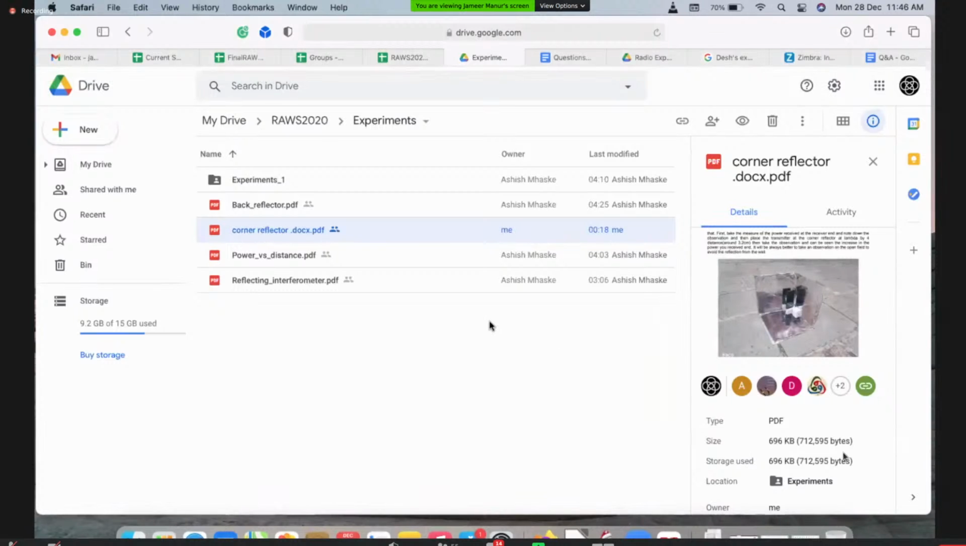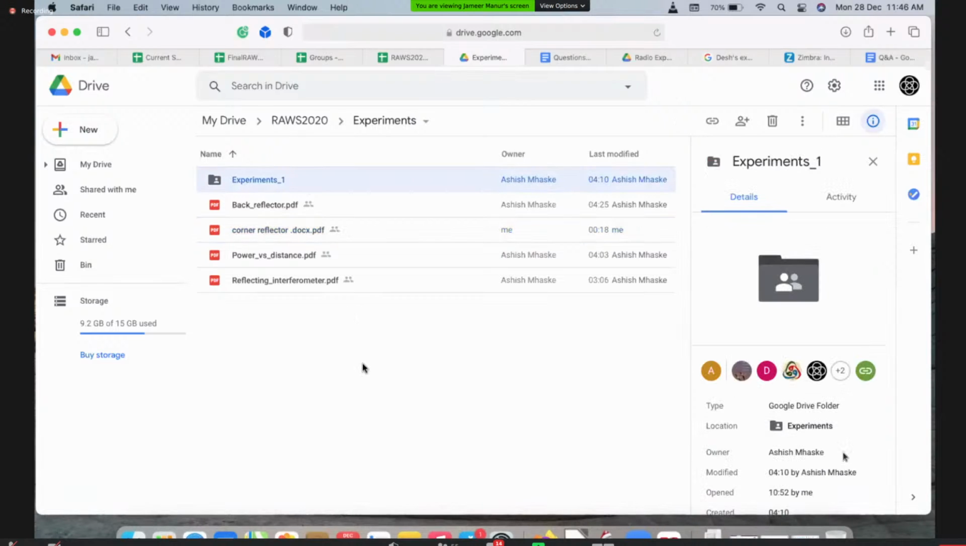In a while, the installation process will be explained by Ashish. And there are two other experiments, which are going to be conducted and handled by Prakash and Ruta Subhashish.